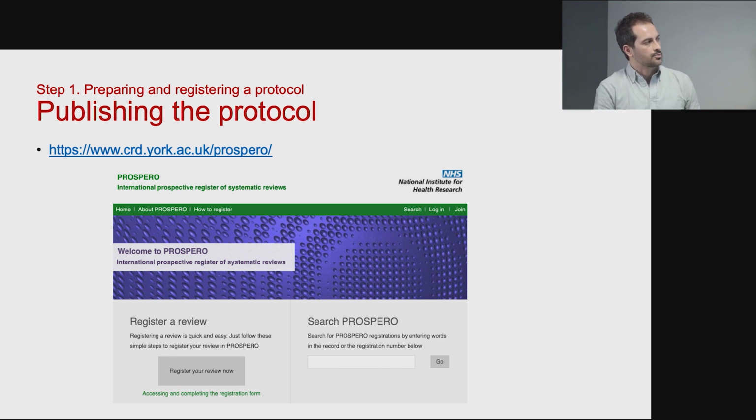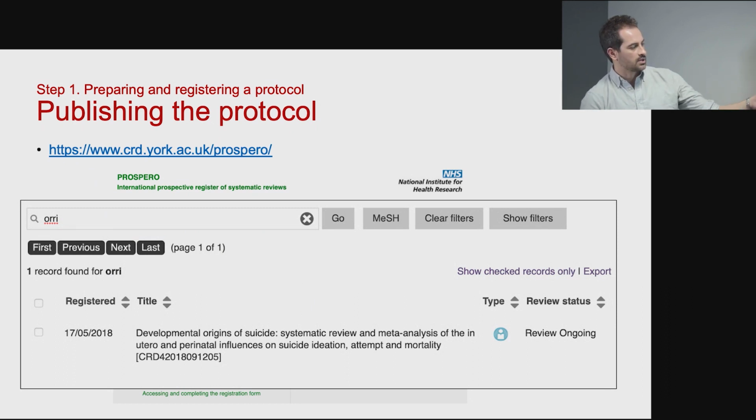The most common is called Prospero. You can register for free, and you can also look for information on systematic reviews that are ongoing. For example, I looked for my name here, and I found our studies that were registered. You can access the studies and see, for example, some of the decisions we took. You can see our population, and the definition of our inclusion and exclusion criteria.